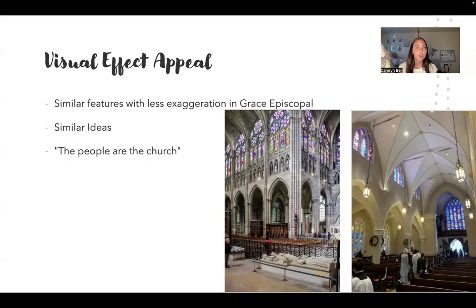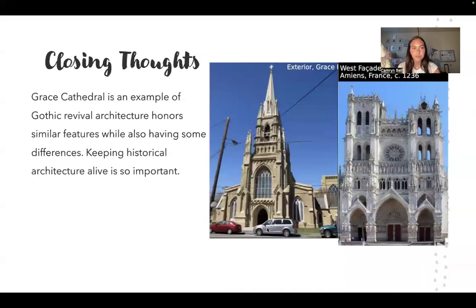However, some people think the people are the church and not so much the building. However, in this time period, I feel like it was the building that was the church more so than the people. Grace Episcopal is a lot more simple, but you still have lots of those same emotional appeals that you could get from something like this, which is Almonds.